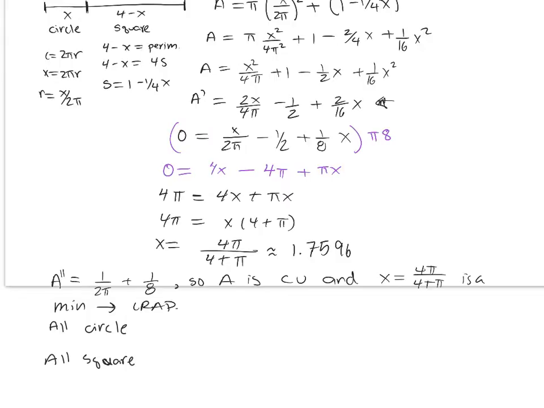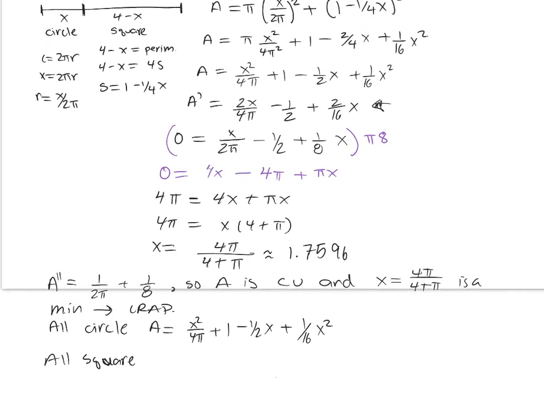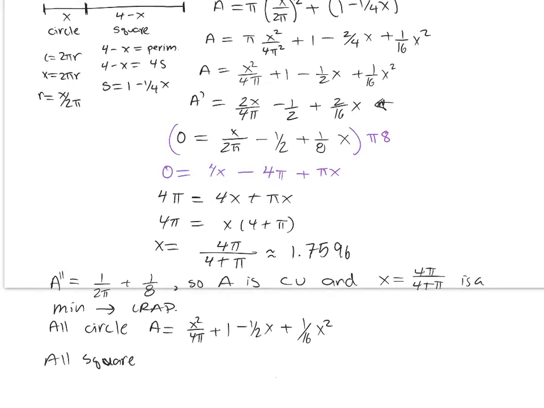So look at your equation for your A. Your A is equal to x squared over 4 pi plus 1 minus a half x plus 1/16 x squared. If you go all circle, so look at that little diagram up top, if you go all circle, what is x equal to? Or here's an easier way. Let's do it a different way.